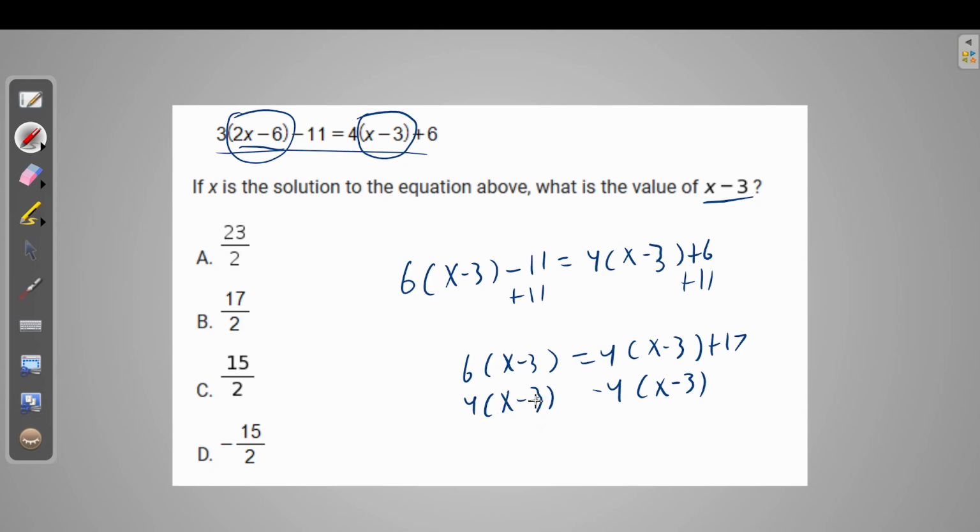And then here you can just subtract these two coefficients to make it 2(x minus 3) is equal to 17, where then you can just expand here, 2x minus 6 is equal to 17, add 6 on both sides to get 2x is equal to 23, divide by 2 on each side to get x, where x is equal to 23 divided by 2.